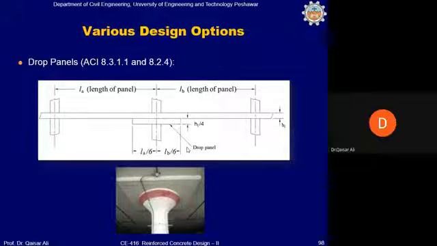And the thickness of the drop panel shall be at least 1/4 of the remaining slab thickness. Which means that, for example, if the slab thickness is 10 inch, then the drop panel projection should be at least 2.5 inch. 10 divided by 4, 2.5 inch. If this is 12 inch, it should be at least 3 inch. It can be greater than this, but this is the least requirement of the code. These are the two requirements for the drop panel.